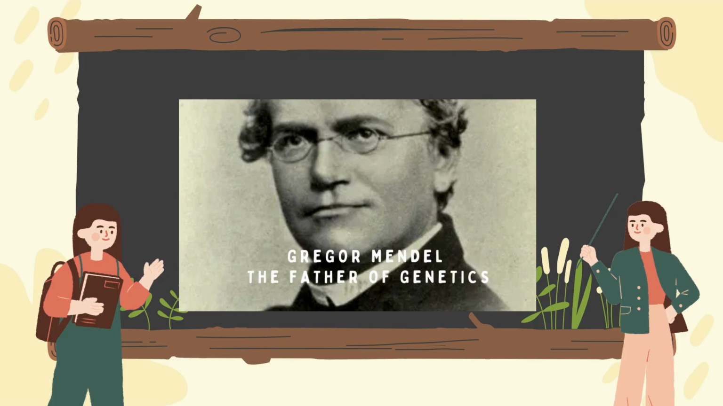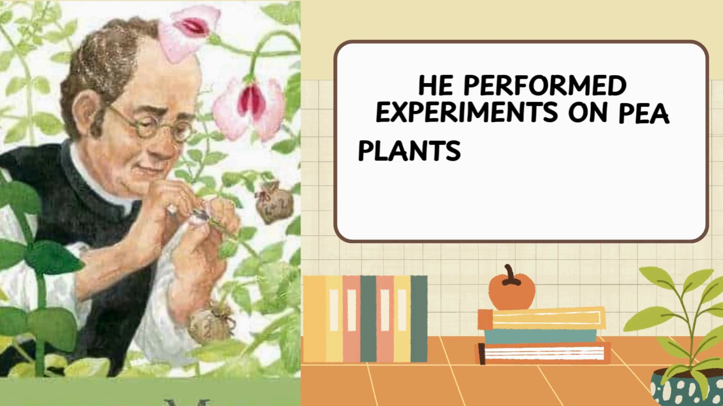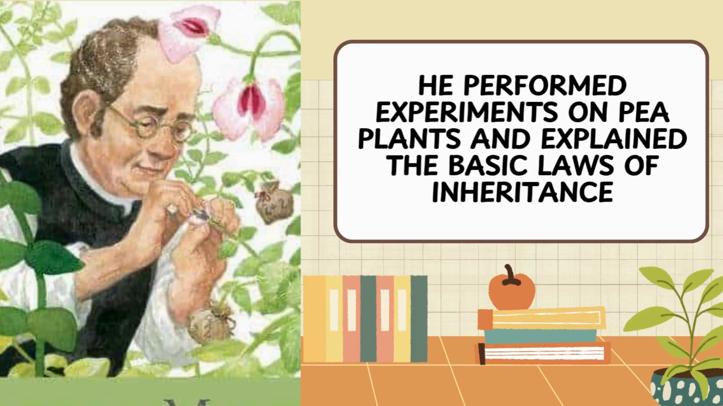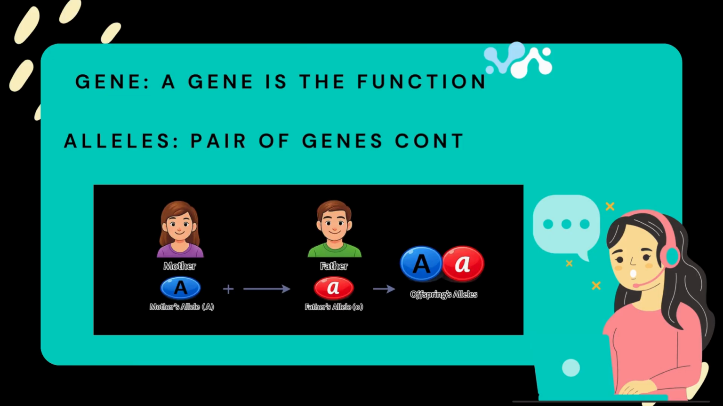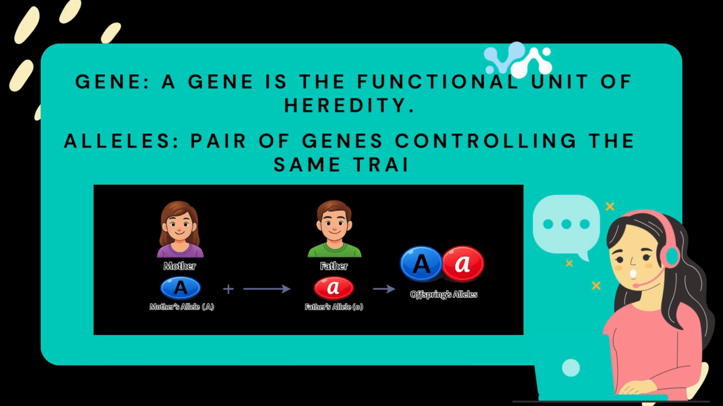Gregor Mendel, a scientist from the Czech Republic, is known as the father of genetics. He performed experiments on pea plants and explained the basic laws of inheritance. Traits are controlled by genes, units of heredity. Genes exist in pairs, called alleles. For each trait, an individual inherits one allele from the mother and one allele from the father.